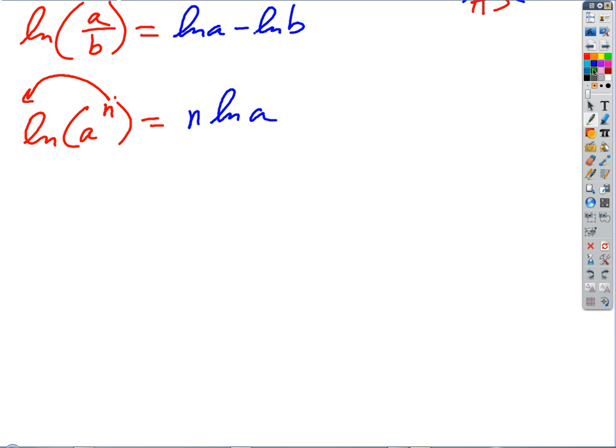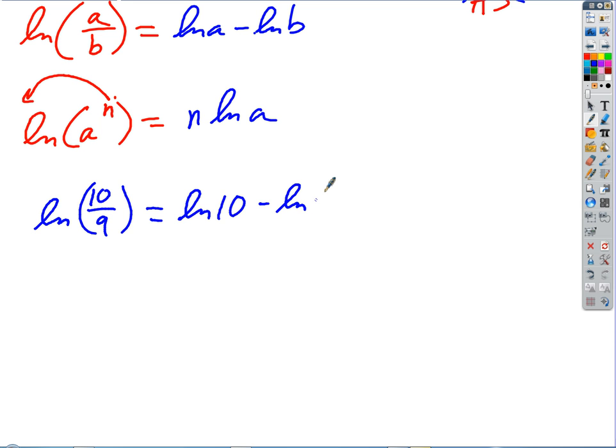So how could I do something like this? How could I simplify that? These are properties of logs. Natural log 10 minus natural log 9.